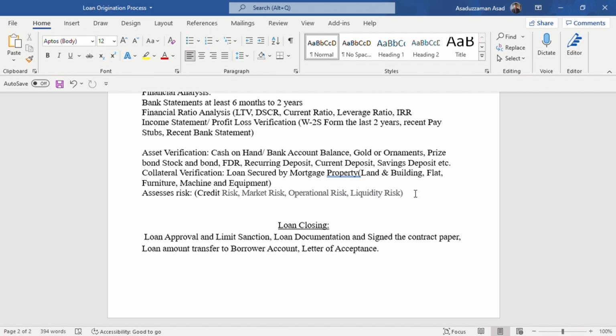So I think that you better understand this tutorial. In a nutshell, I have described all of the loan steps to make a credit proposal or to provide a loan to the borrower. This is the whole documentation procedure, loan processing stage and loan underwriting stage. So I think that you better understand the tutorial.